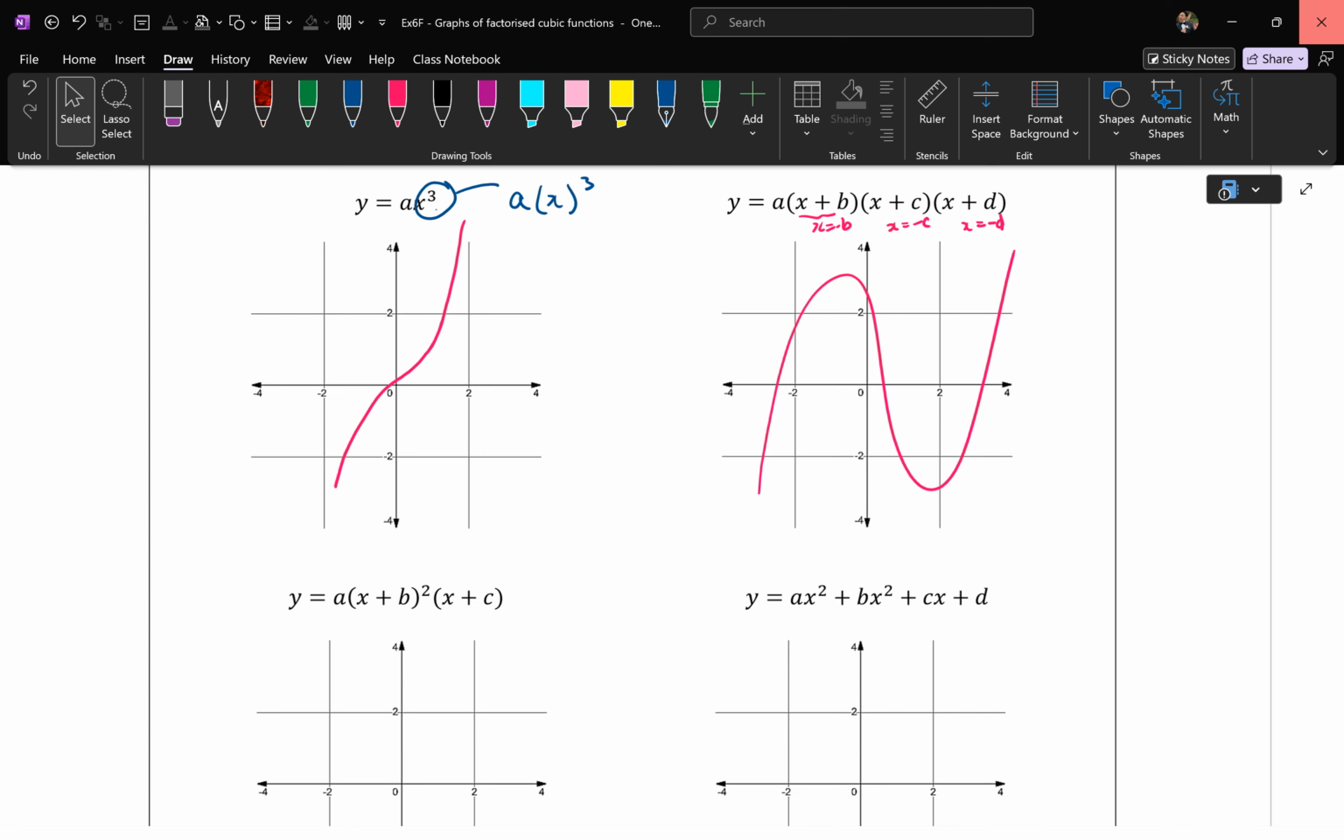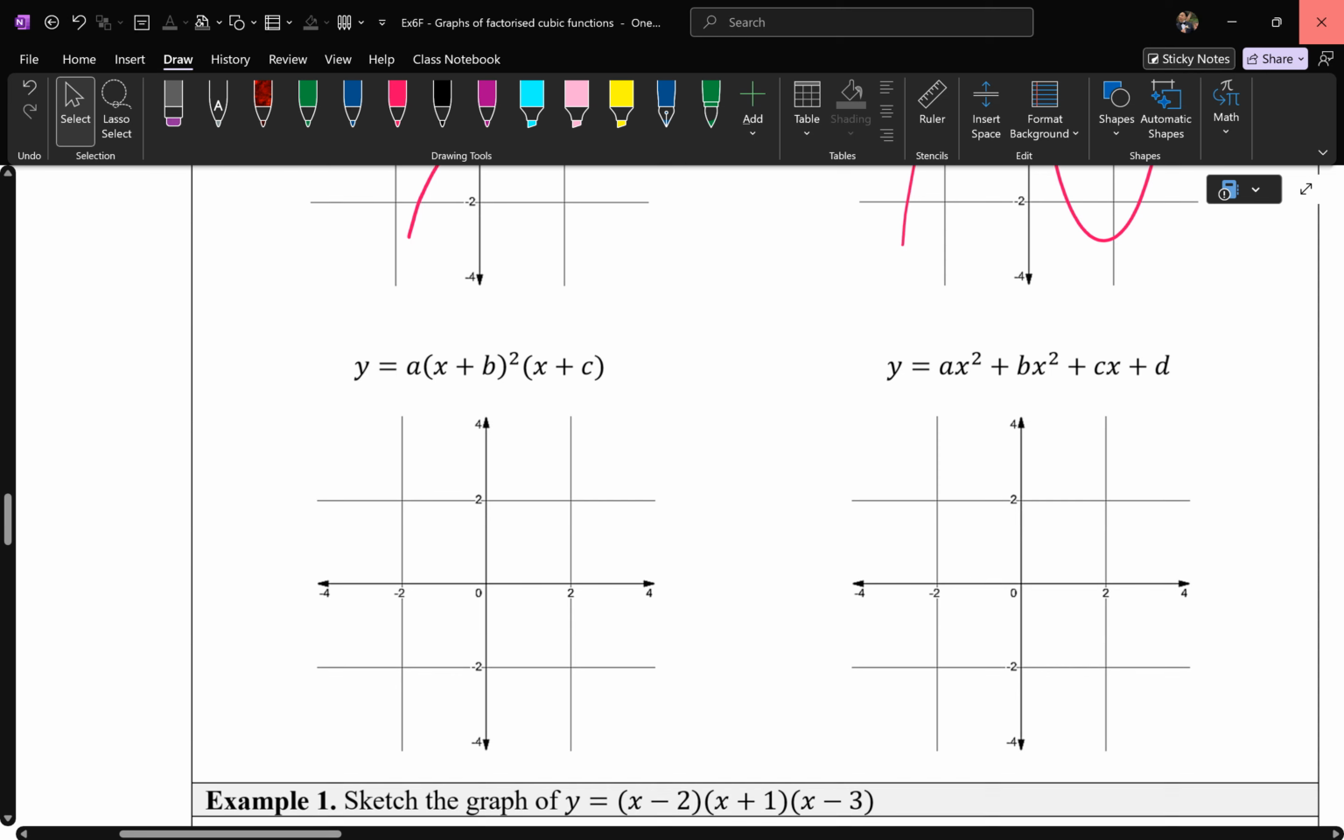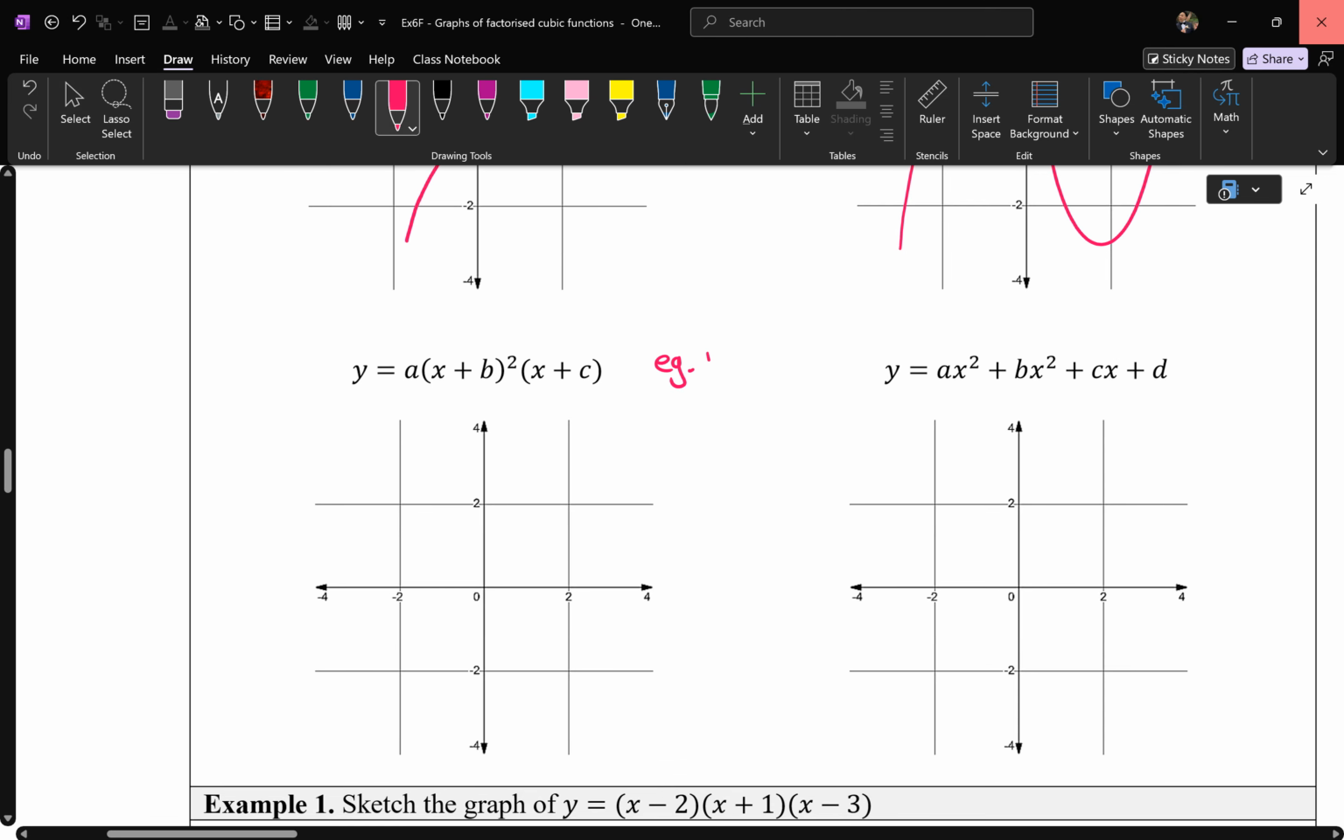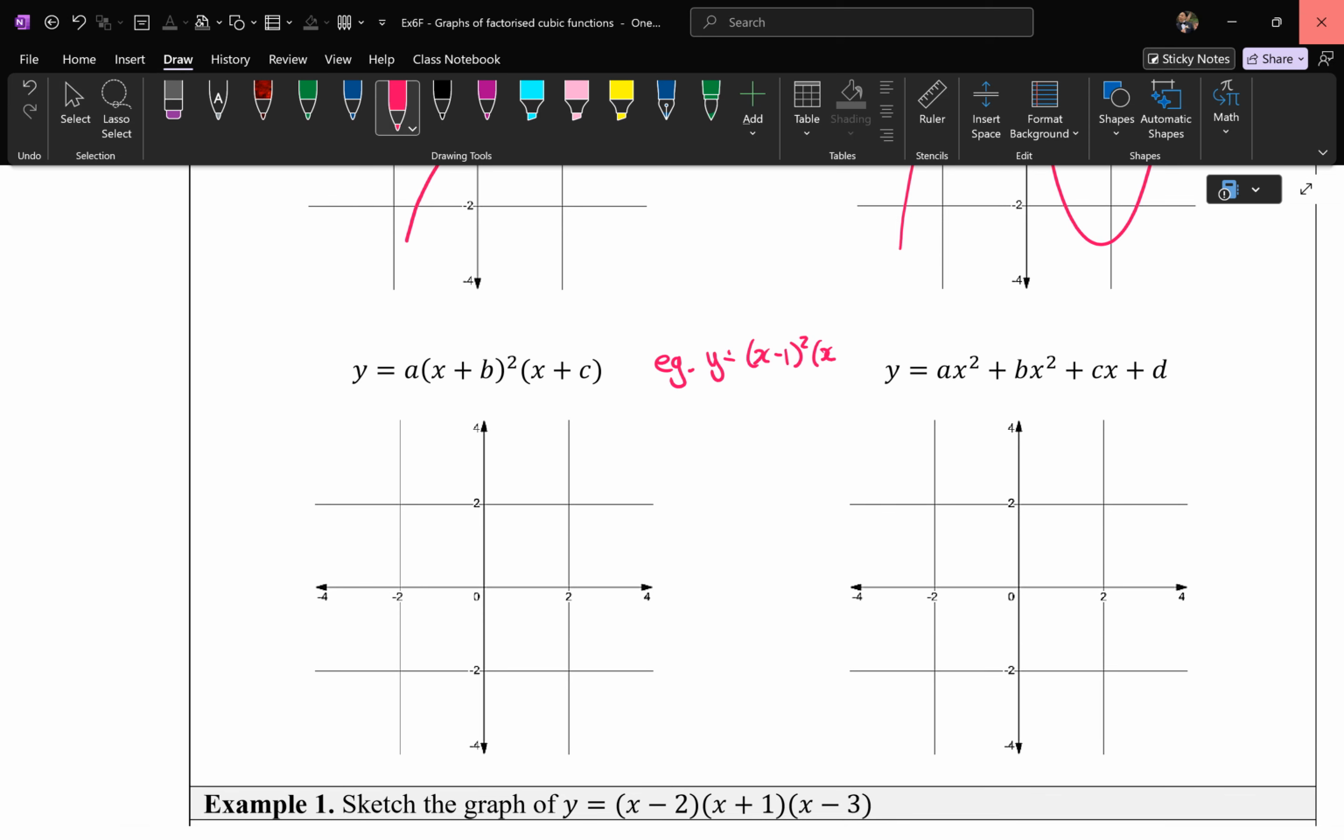So here's an example, because this is a new one. For example, if I gave you y equals x minus 1 squared, x plus 1, what do you expect? Where's the x-intercepts at the moment? For the first bracket, x should equal 1. Very good. The next one? -1. Very good. So I expect -1 and 1. There should be intercepts here.